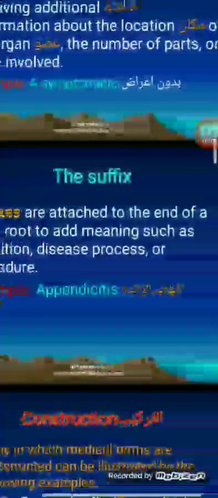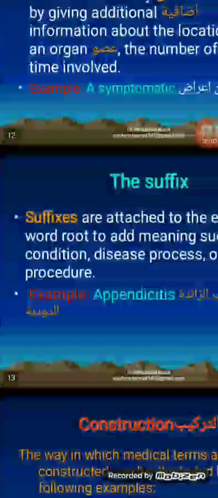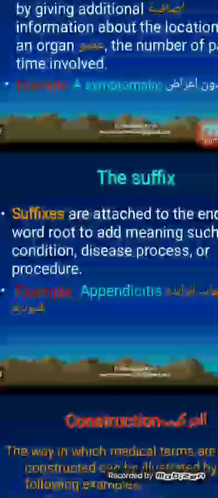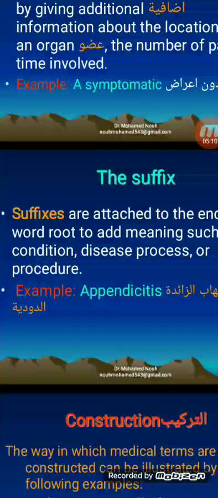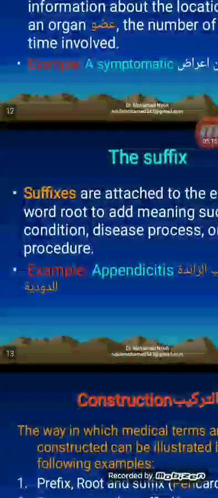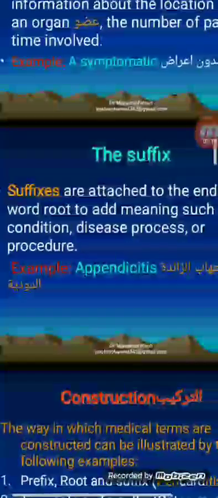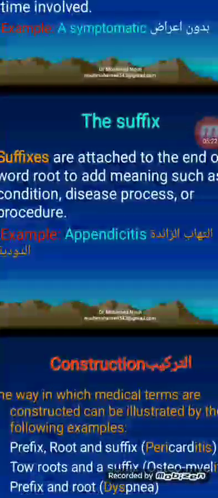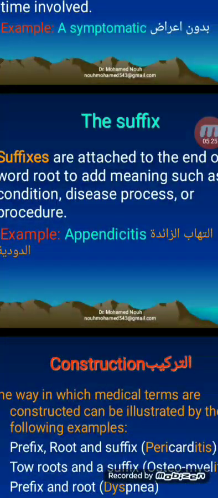The suffix is attached to the end of the word root, as the suffix is at the end, to add meaning such as conditions, disease, process, or procedures. Example, appendicitis. Itis is a suffix that means inflammation, التهاب. Appendicitis means inflammation of the appendix.